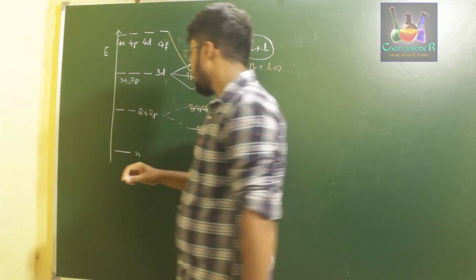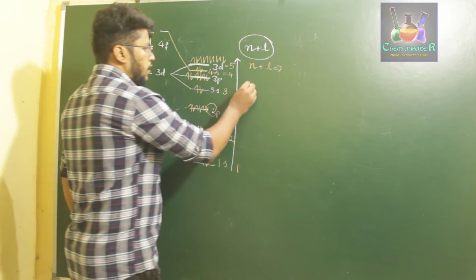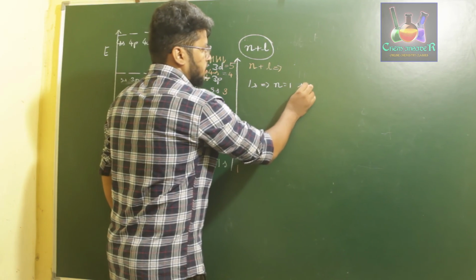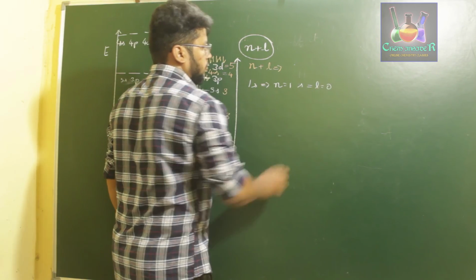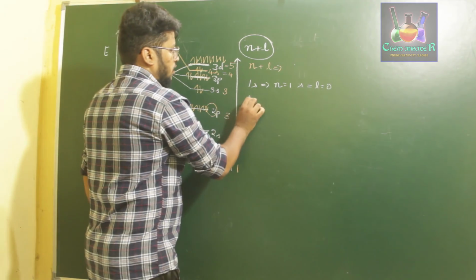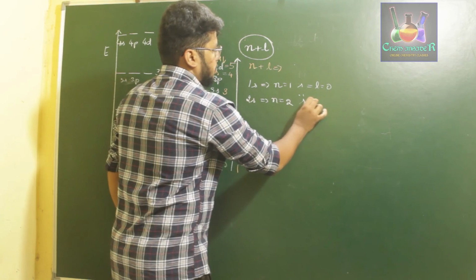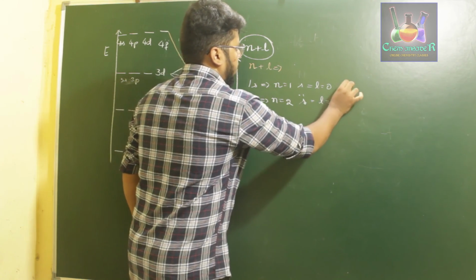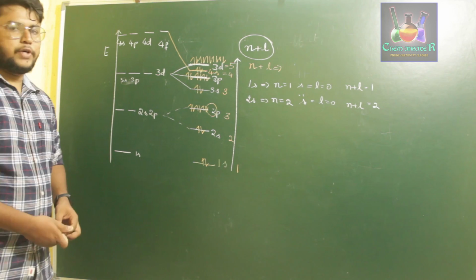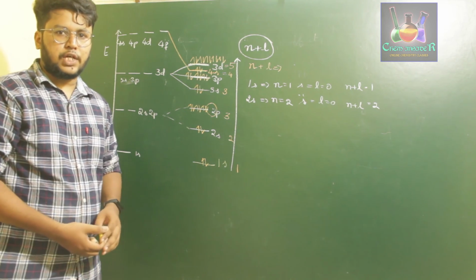So how do we write those n plus L values? If you start with 1s, the value of n is 1, and for s, L will be 0. In order to get 2s, n is equal to 2, and for s, L will again be 0. We'll discuss more about these n plus L values in the next video, about the filling of electrons in order to write down the electronic configurations.